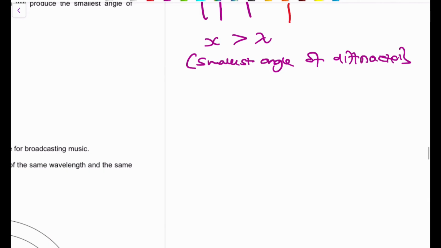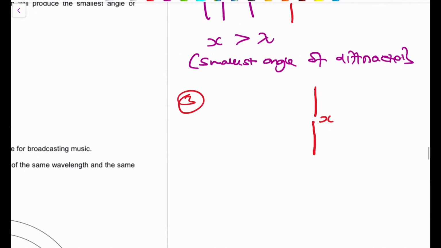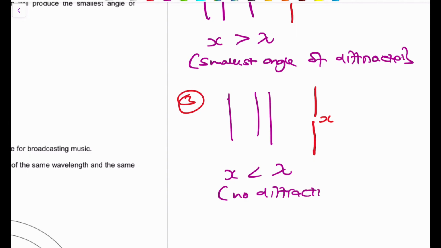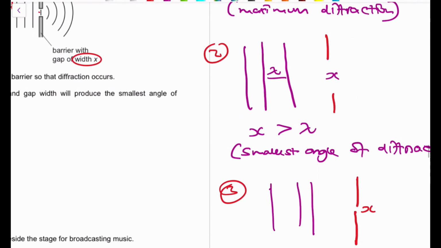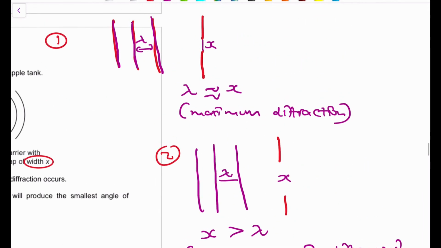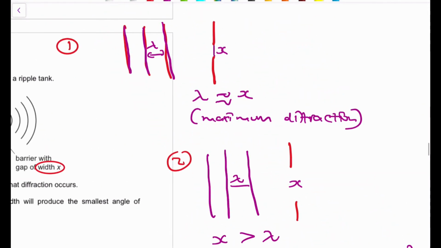And then the third scenario: if the gap is way smaller than the wavelength, so x is way less than the wavelength, then we have no diffraction occurring. It can't even fit through. How do you expect it to even diffract if its wavelength is so big that it can't even fit through the gap? It doesn't make sense, right? So we want the greatest difference between x and lambda for the smallest angle of diffraction, and we want x to be approximately equal to lambda for the greatest diffraction occurring.